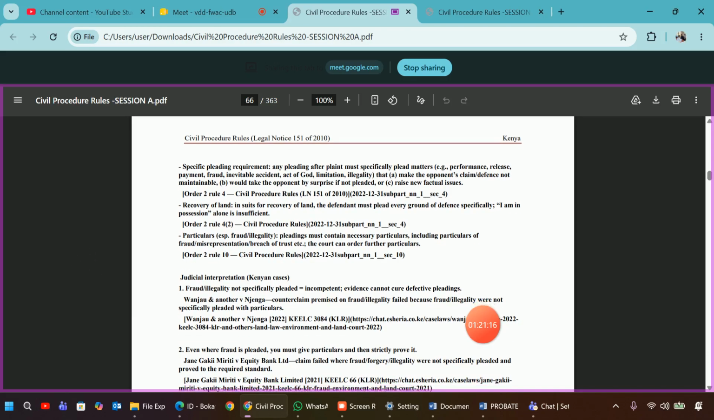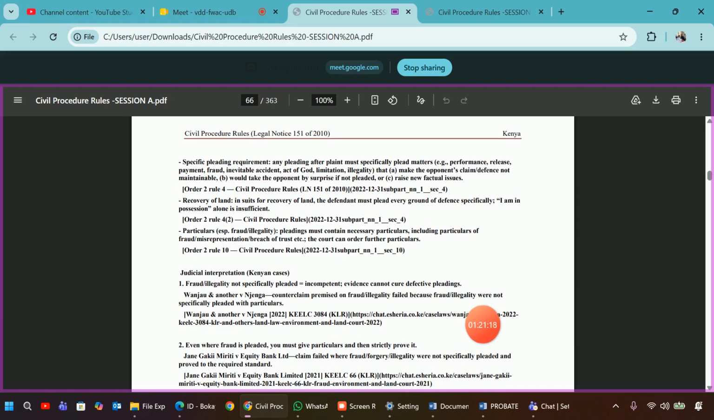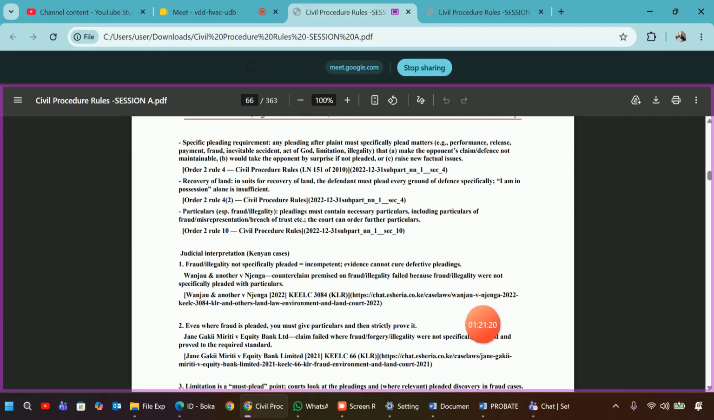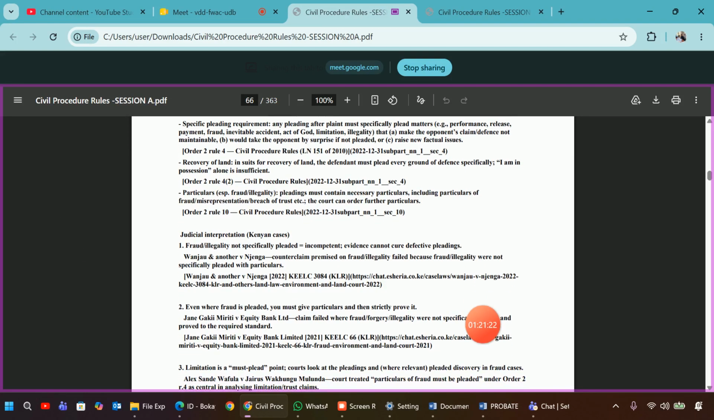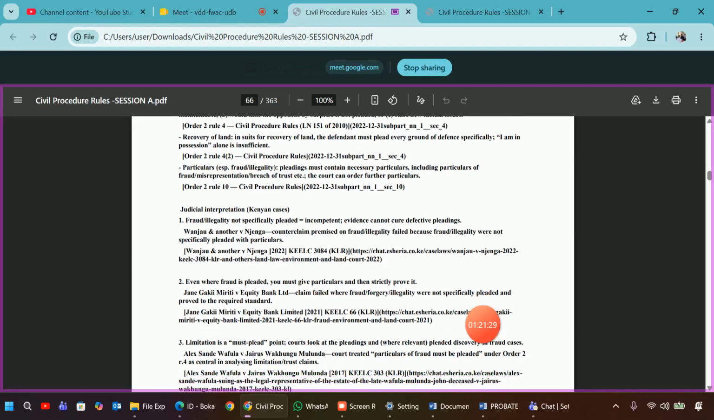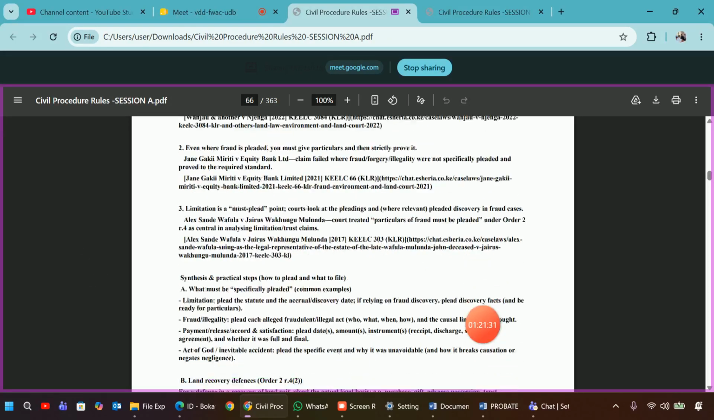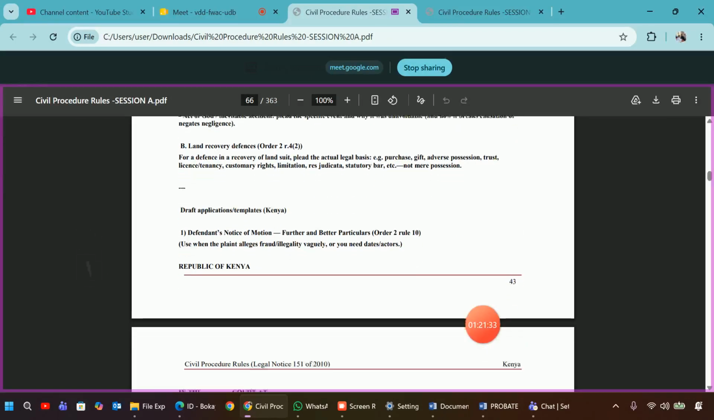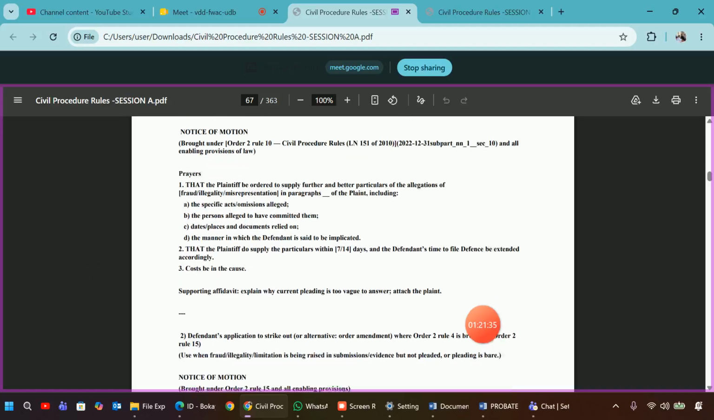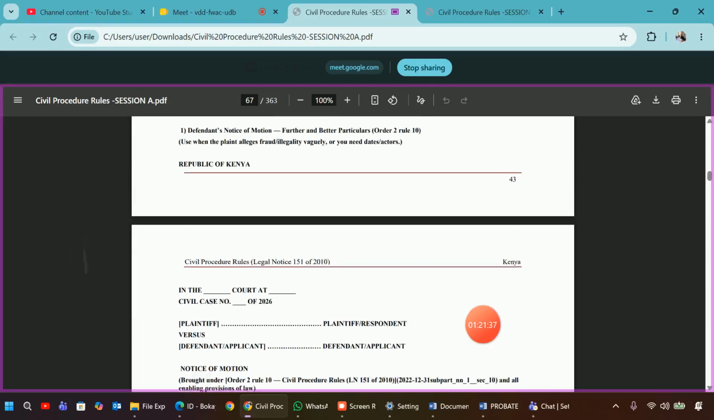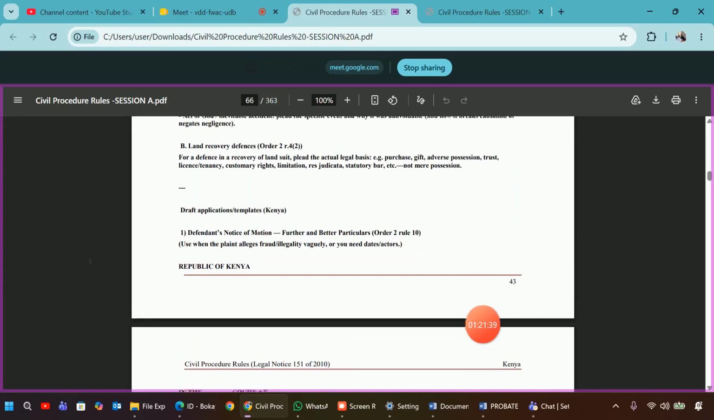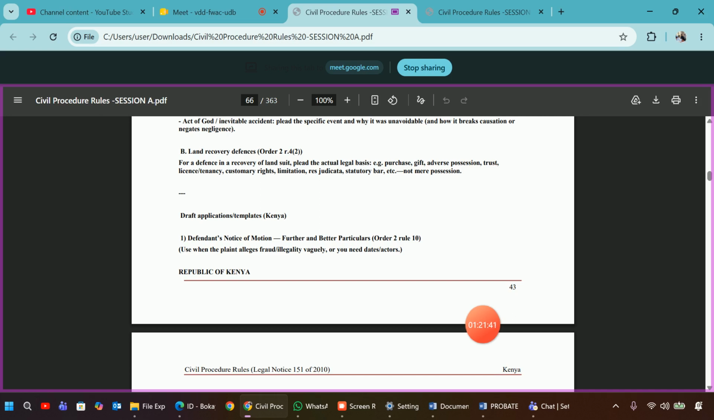Then recovery of land: in suits for recovery of land, the defendant must plead every ground of defense specifically. Then plaintiff particulars: when it comes to fraud and illegality, pleadings must contain necessary particulars where fraud and misrepresentation is being pleaded. So generally, what you will be required by the examiner is defendants, where you want to do a defendant's notice of motion, where you want further and better particulars.